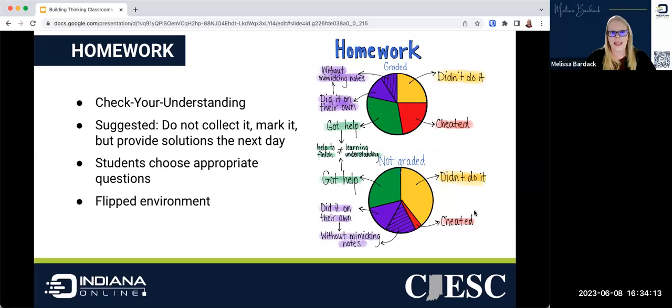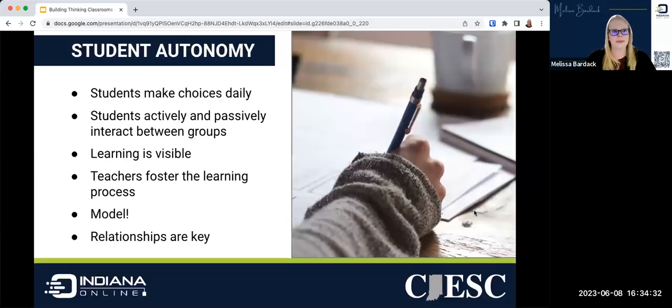It could also be an extension of, I understood this, but what if? What if we did this with fractions? What if we did this with decimals or percentages? So moving beyond the standard that was there, but coming with those wondering questions from the get-go and the start of each lesson.